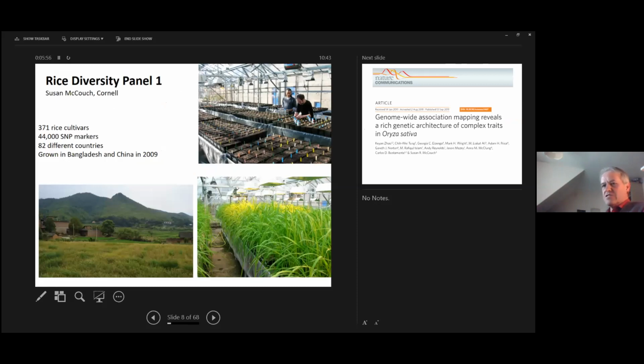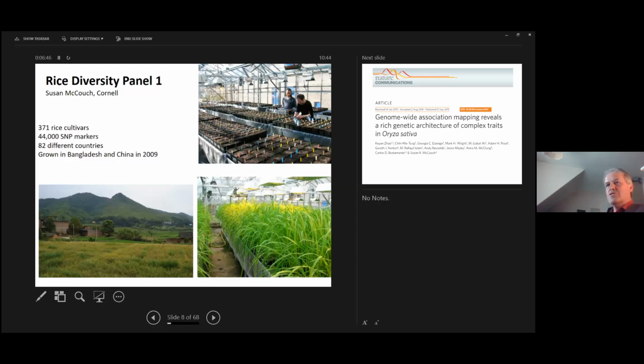And that desire to get closer to the underlying gene for a QTL led our group to focus a lot on association mapping. The first piece of association mapping we ever did was a collaboration with Cornell University, with Susan McCouch, who led a project developing the Rice Diversity Panel, which collected 371 different rice cultivars from 82 different countries. At the original stage they had 44,000 markers, instead of the 164 markers we had in our mapping population.